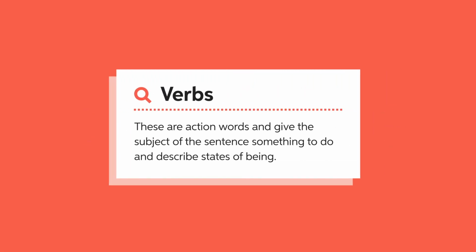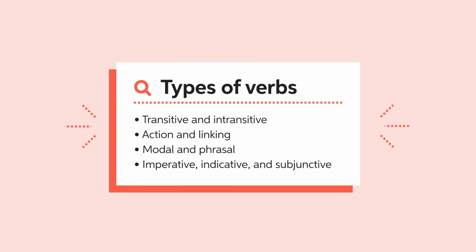Verbs are action words. They give the subject of the sentence something to do and describe states of being. There are many different types of verbs, such as transitive and intransitive, action and linking, modal and phrasal, and imperative, indicative, and subjunctive.